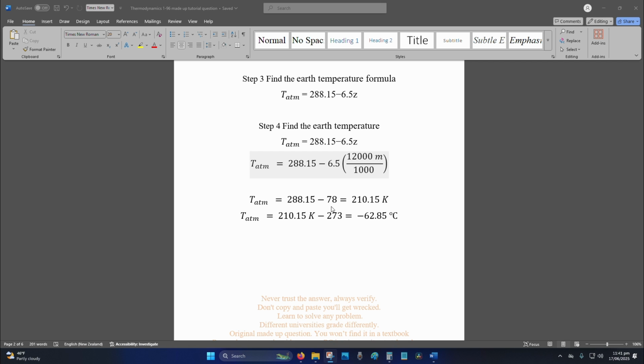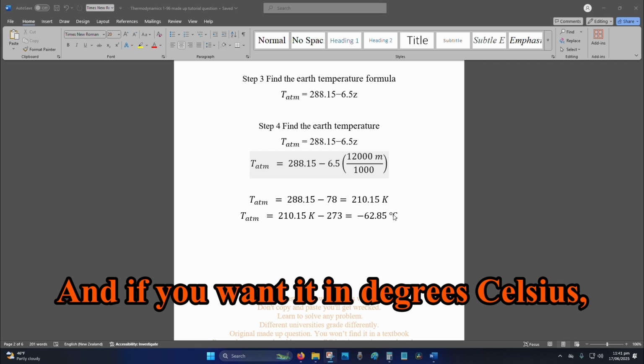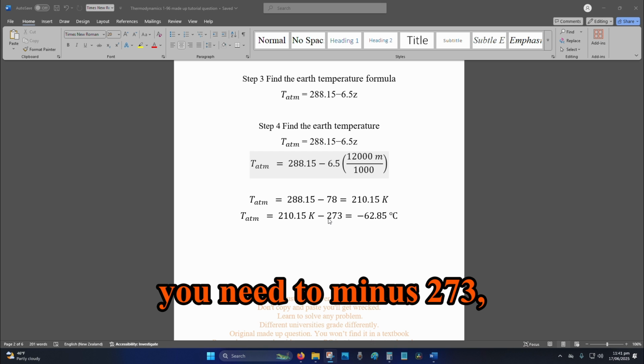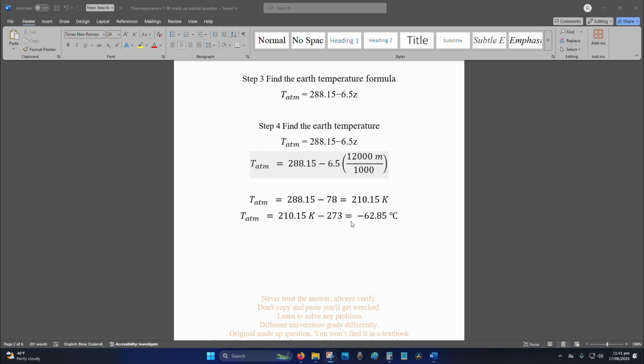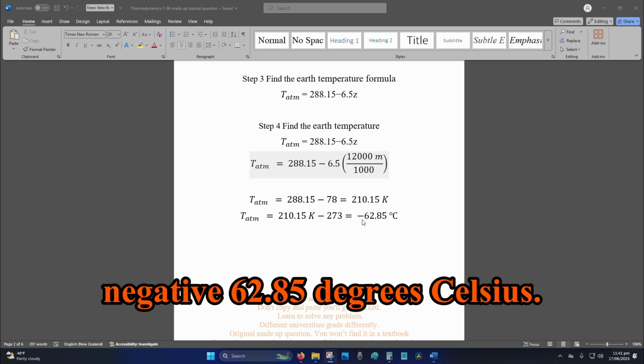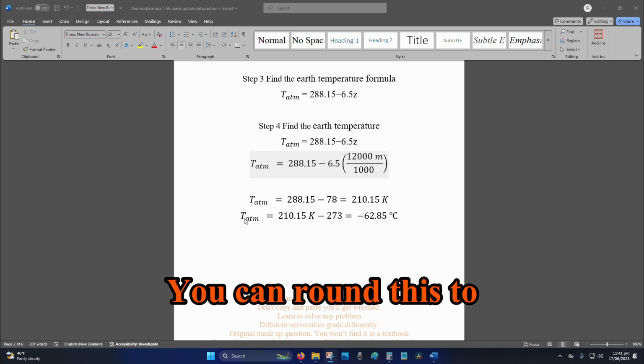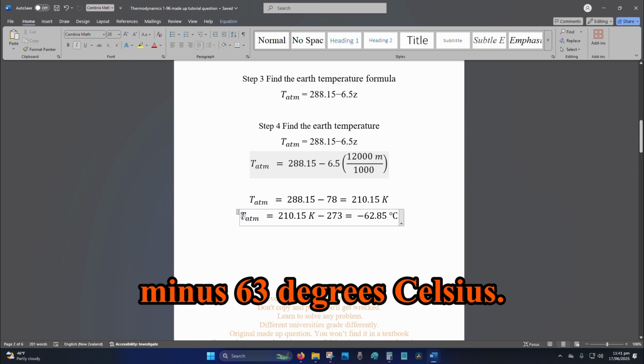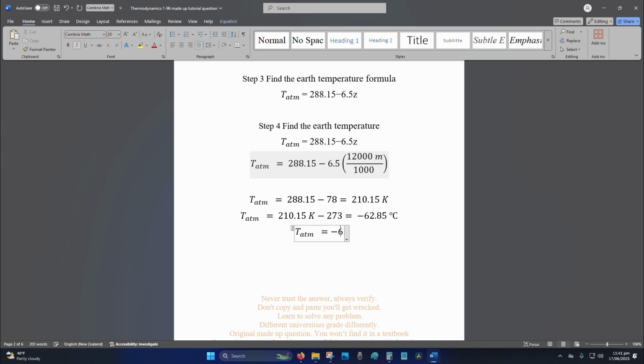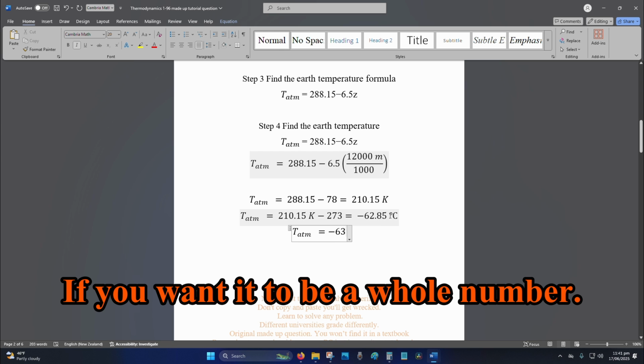210.15 Kelvin. And if you want it in degrees Celsius, you need to minus 273, which will give us negative 62.85 degrees Celsius. You can round this to minus 63 degrees Celsius if you want it to be a whole number.